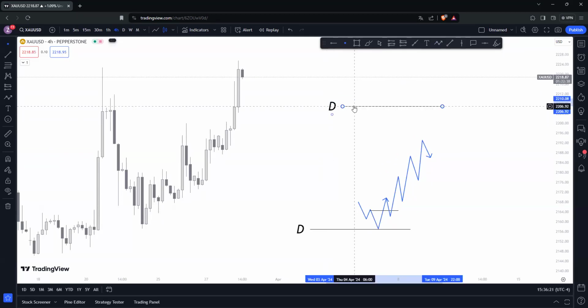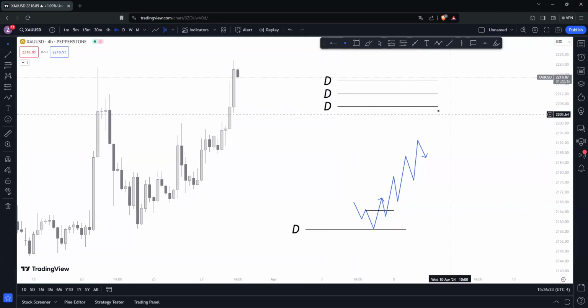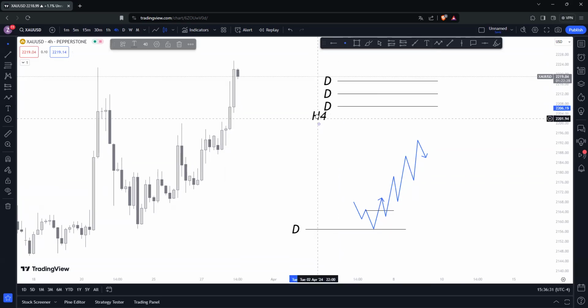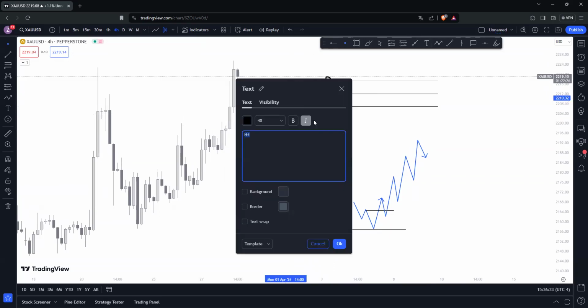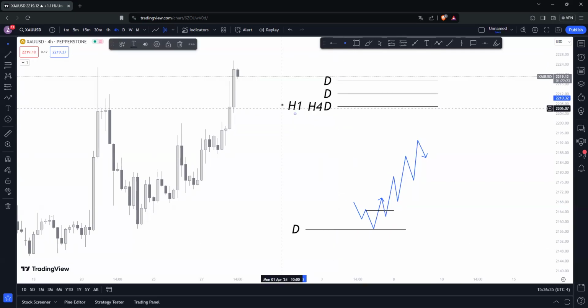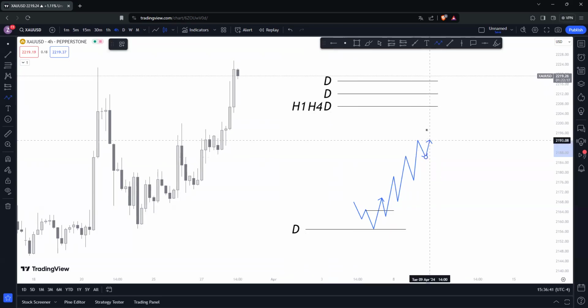Okay, you're going to have 3 dailies. How can this be your setup? You're going to refine this daily down to H4 and H1. So daily, H4, down to H1. You're going to find the freshest H1 level. Freshest, okay? If you have H4, H1 also fresh, you can take a setup against the storyline.